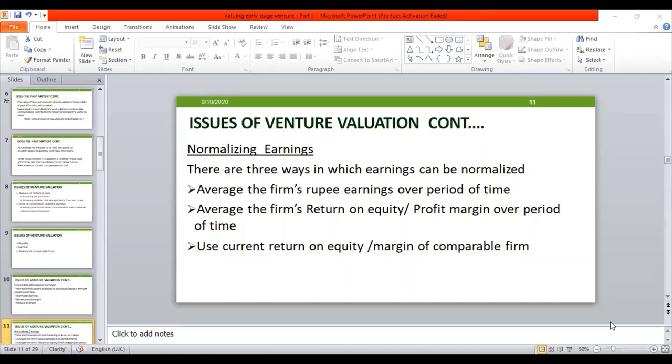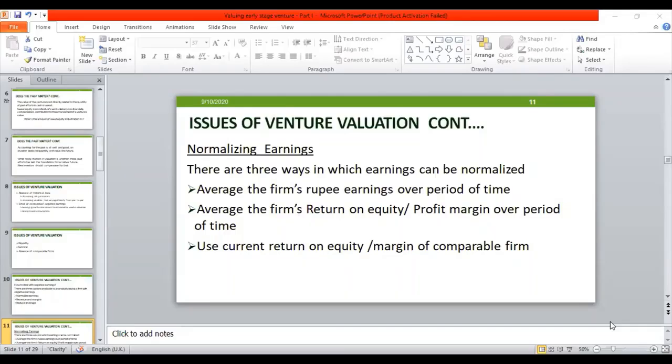And then the final method is using the current return on equity or margin of a comparable firm. For the earlier two methods, the company should have a history and stability of the business in order to calculate the averages. But when both of these conditions do not hold for the venture, then the available method is to look at a comparable firm and take their current year return on equity to calculate the earnings.